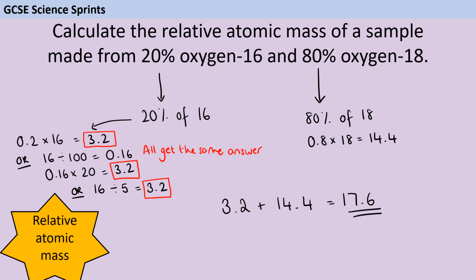And then to finish off, I can do a little bit of a common sense check. So your answer for relative atomic mass is always going to be somewhere between your heaviest isotope and your lightest isotope. Here we've only got 2, so we're basically saying it's got to be somewhere between 16 and 18. And it's going to be closest to the most abundant isotope. In other words, the one I have most of. So here I've got a lot more oxygen-18, so I'm expecting my answer to be closer to 18. So based on both of those criteria, 17.6 is a sensible, reasonable answer.